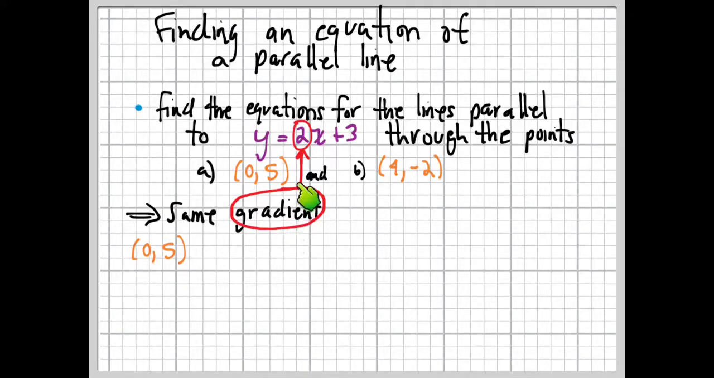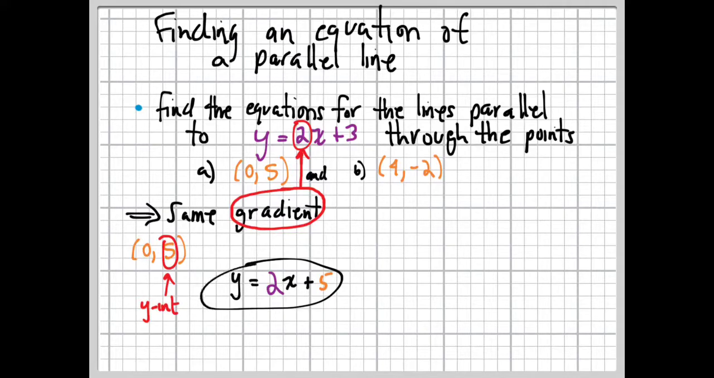So we have our gradient, and we also happen to have this point which is on the y-axis. So that's our y-intercept. Okay, and it's obviously really easy from here. We just plug that in to gradient intercept form. Okay, so we plug in the gradient 2, times x plus the y-intercept, which is 5, and that is our equation for the line parallel to this one through that point.